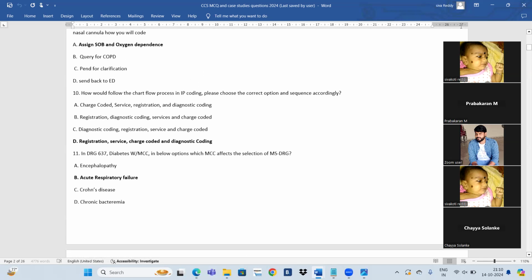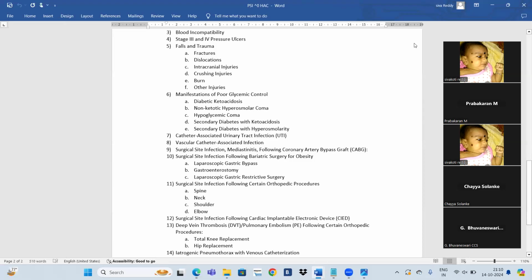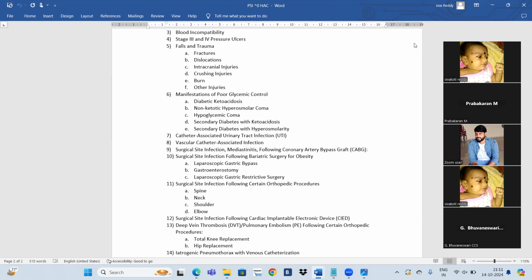Now tell me, in DRG 637, diabetes with MCC, in the options below, which MCC affects the selection of MS-DRG? Acute respiratory failure is the MCC, so you need to select acute respiratory failure. CC-MCC had 2 questions, HAC-PSI 3 questions, and POA 2. We covered 7 multiple choice questions today. Any doubt in this concept, you can ask me.